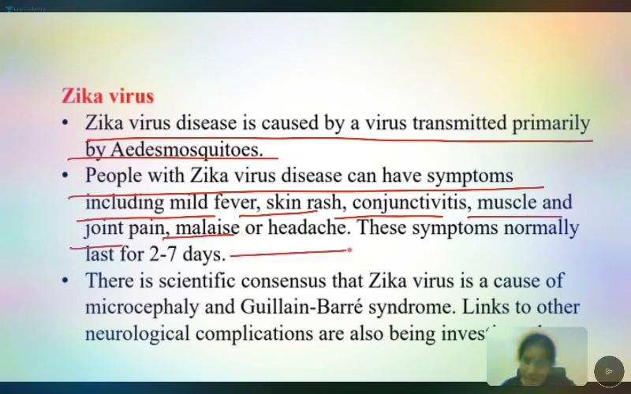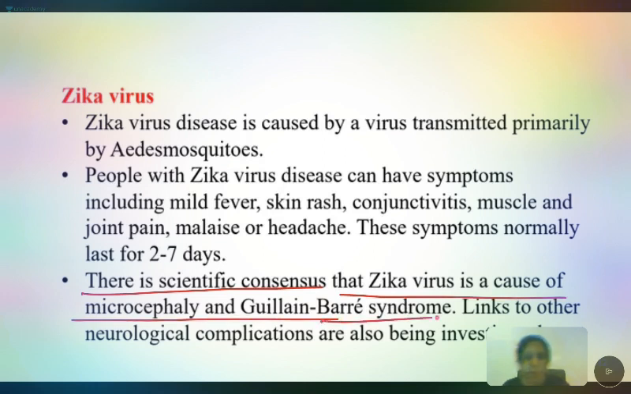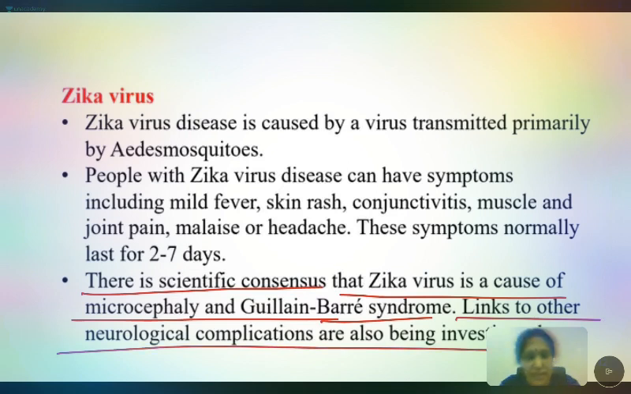These symptoms normally last for 2 to 7 days, but within the 2 to 7 days, the person can die also. Next, there is a consensus that Zika virus is a cause of microcephaly and Guillain-Barré syndrome. It means that if the mother gets infected with Zika virus during pregnancy, the child can be born with microcephaly and Guillain-Barré syndrome. Links to other neurological complications are also being investigated. It means there is a chance that the baby can be born with more neurological diseases also. Next, Ebola virus disease.